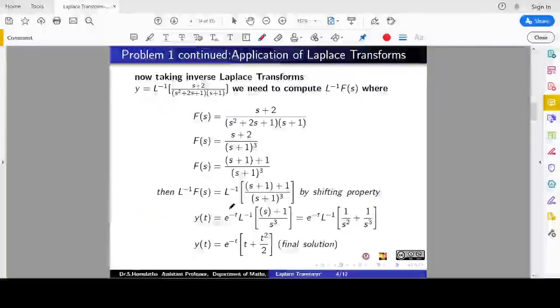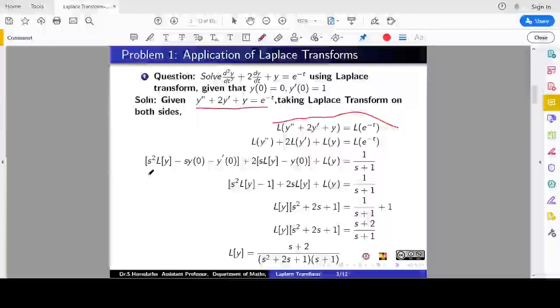So this is going to be this: L of y'', this is L of y'. You can use these initial condition values to substitute for y(0) and y'(0). Then you pull out common terms of L of y, and the other things you can take to the right hand side, and we end up in this Laplace function.